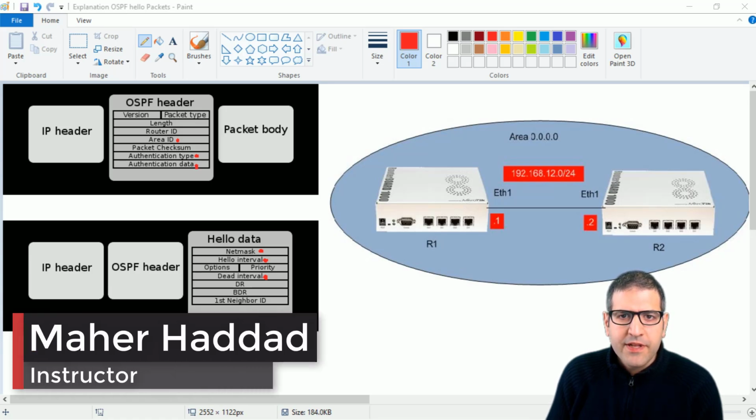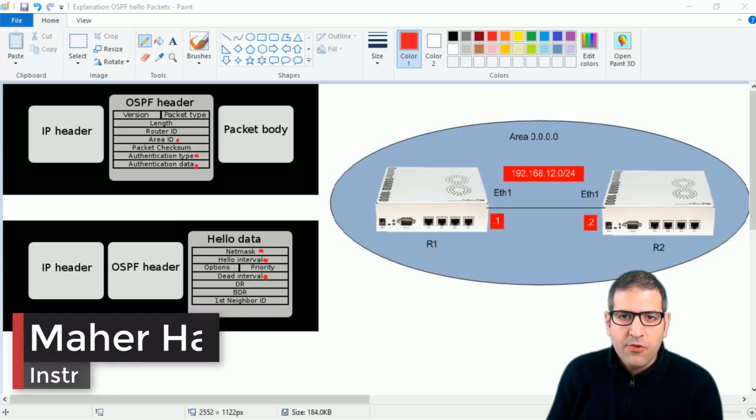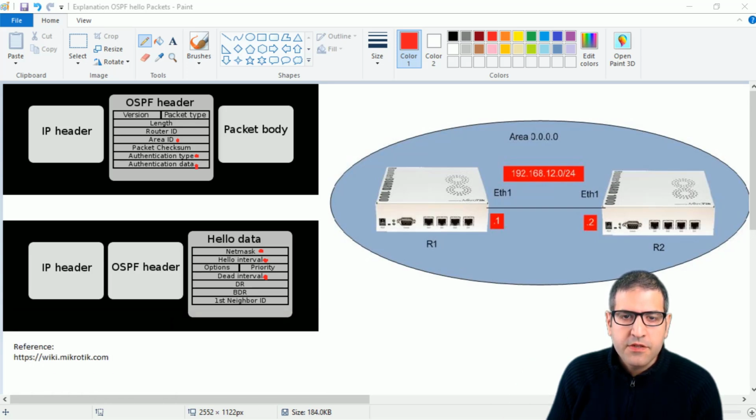So let's talk a little bit about neighborship on OSPF and how it is formed, and what the conditions are for two connected routers to be able to form neighborships inside OSPF. What I have here is router 1 and router 2. They are both connected on Ethernet 1 interfaces, and they have IP addresses from the range of 192.168.12.1 on router 1 and .2 on router 2. Both of the routers are inside OSPF area 0, which is the backbone area.